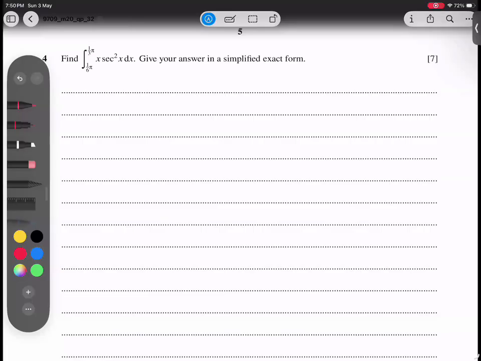Question number 4, students, we have x and secant square multiplying inside, okay, and we have to give the exact form. And this is integration by parts, because when two functions multiply, we have to go for it. First of all, we check the rule for that, LATE. I always explain this: L for logarithm, A for algebra, x or x square, T for trigonometry, sine or cos, E for exponential, e to power x, and I for inverse.